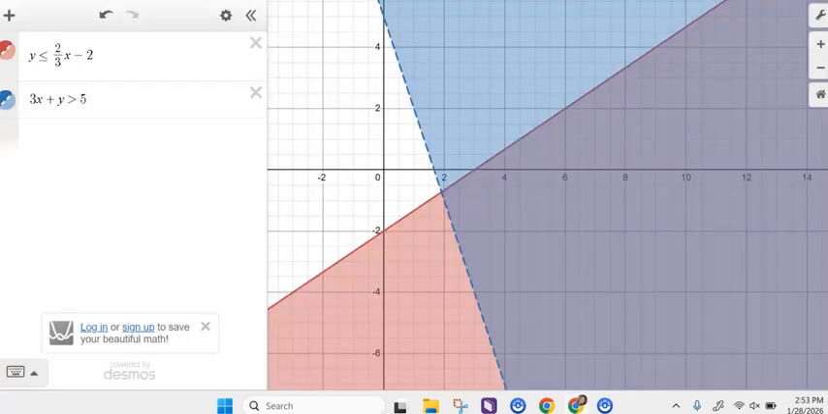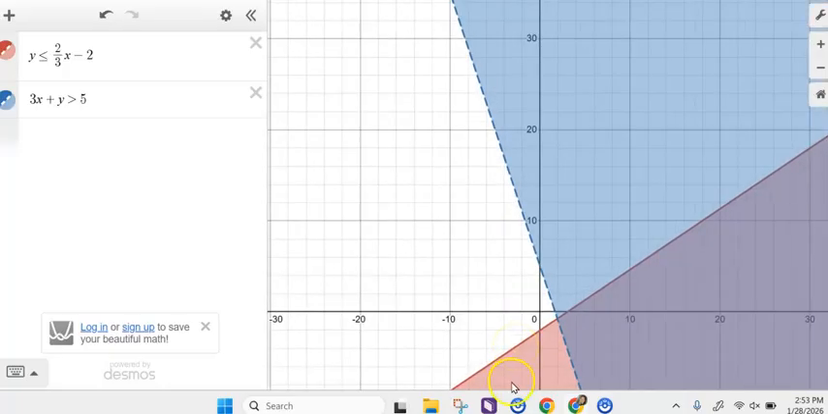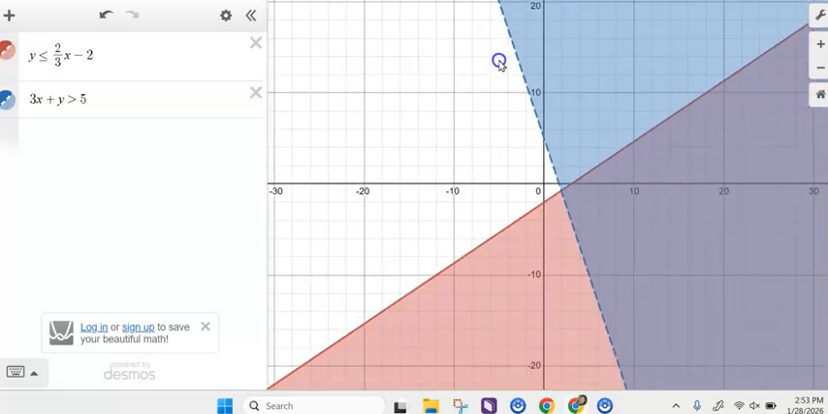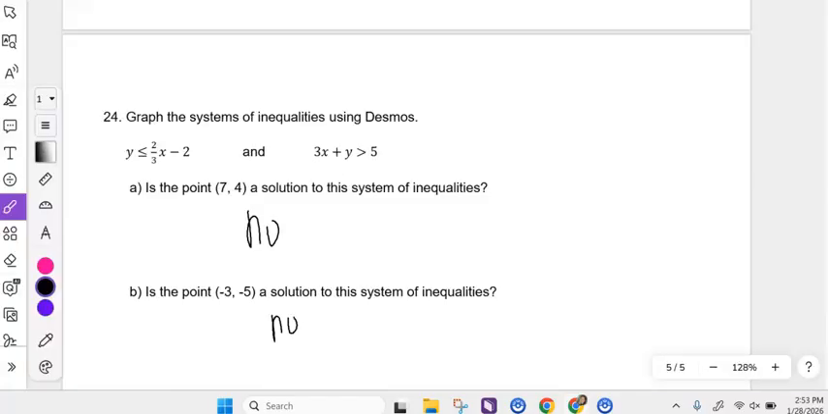Is -3, -5. -3 here. -5 would be, let's do -3, -5. No, it's not in the shaded region. So again, that would also be no.